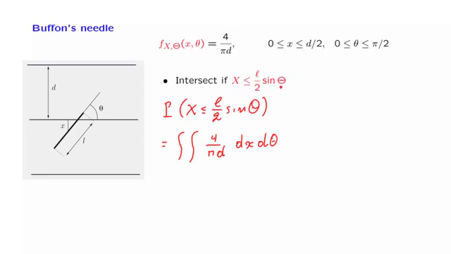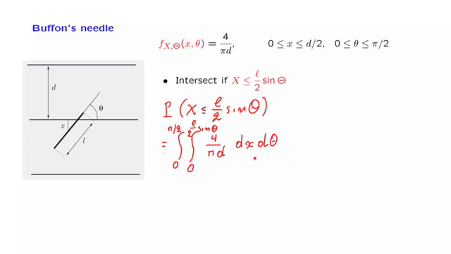This event can occur with any choice of theta. So theta is free to vary from 0 up to pi over 2. How about x? For this event to occur, x can be anything that is non-negative as long as it is less than or equal to this number. So the upper limit of this integration is going to be L over 2 times sine theta. And all we need to do now is to evaluate this double integral.